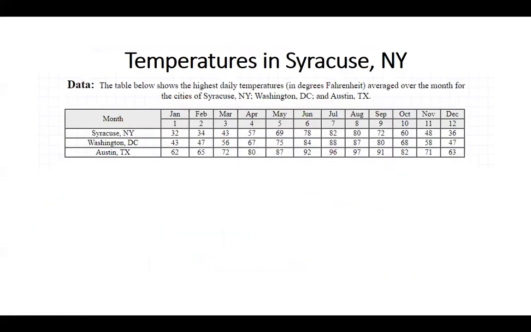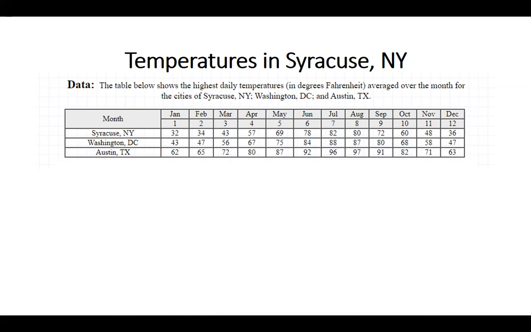So let's look at temperatures in Syracuse, New York. The data table shows the highest daily temperatures in degrees Fahrenheit, averaged over the month, for the cities of Syracuse, New York, Washington, D.C., and Austin, Texas. So we have this table of data here, and we're going to look at Syracuse. You can see that we've got months here, and we numbered them 1, 2, 3, 4, 5, 6, 7, 8, 9, 10, 11, 12, because we're going to graph it, we need numbers. And we have these temperatures associated with them.